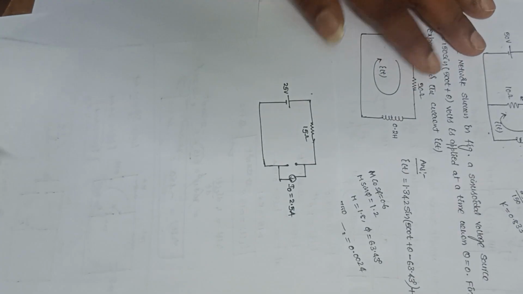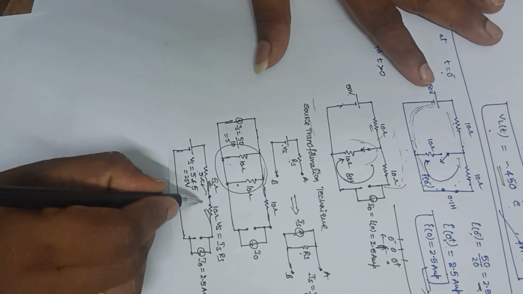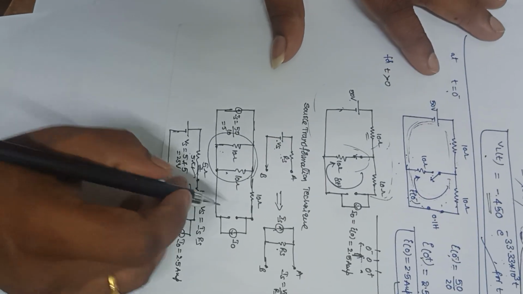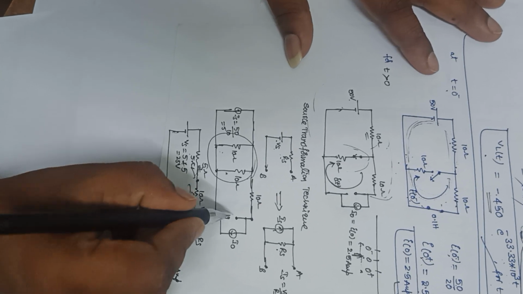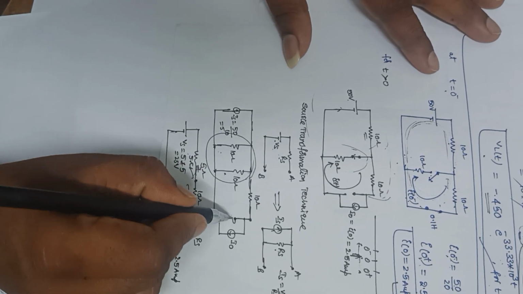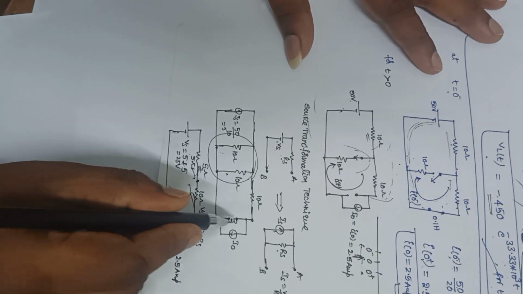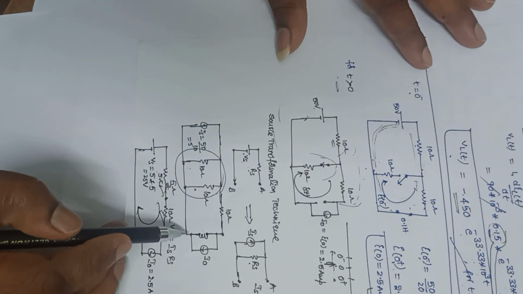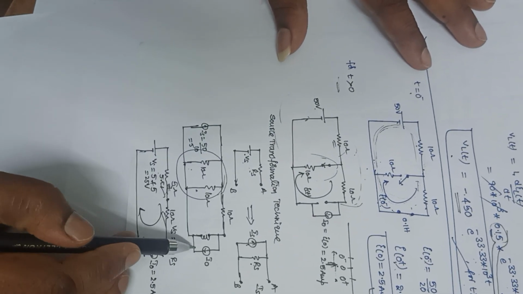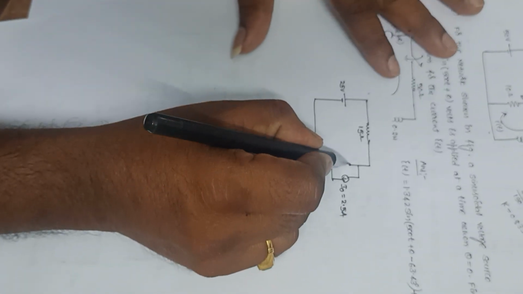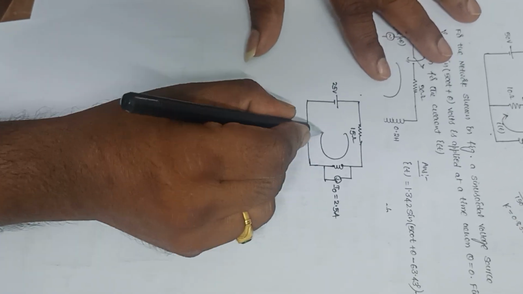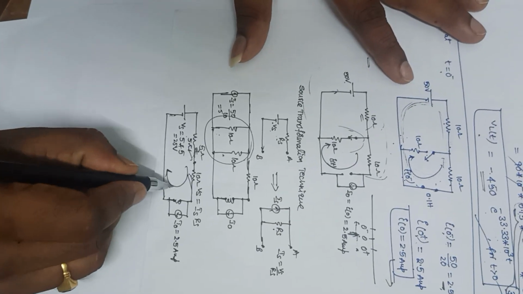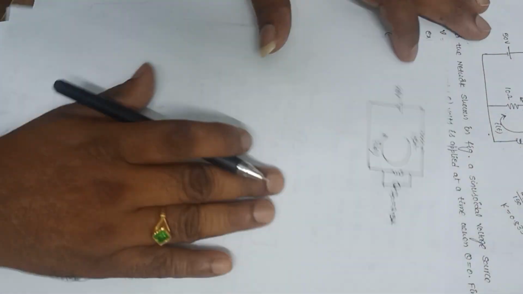Now this is the current expression. Sorry, it is not at t equal to 0 plus. For t greater than 0, I need to place the inductor here. This is the mistake that I made. For t greater than 0, the representation of this inductance will be like this. It should not be open circuited. So this inductance is like this, and it is I of t, the same current, I of t.